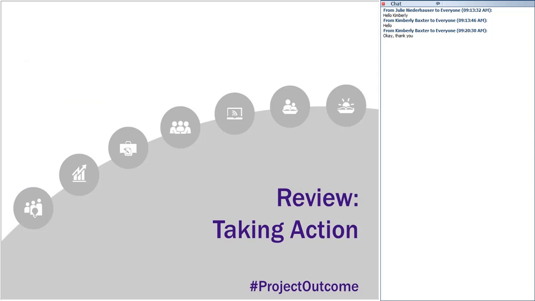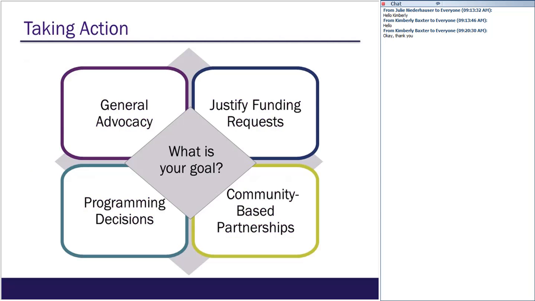Let's review a few ways that you could take action using Project Outcome results. 4 key areas where you could use outcome data are when you're advocating for your library, whether it's casual advocating or actually going to your mayor or your legislature with information, justifying requests for funding, making program decisions, and talking to community-based partners. The overarching theme here is, what is your goal for outcome measurement?